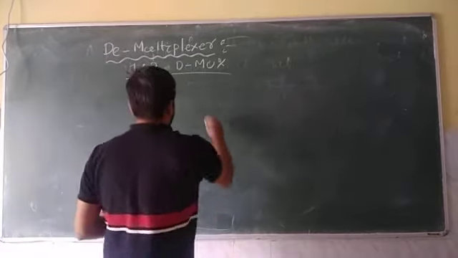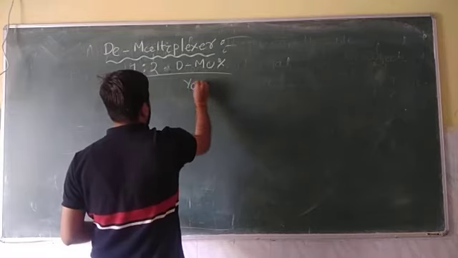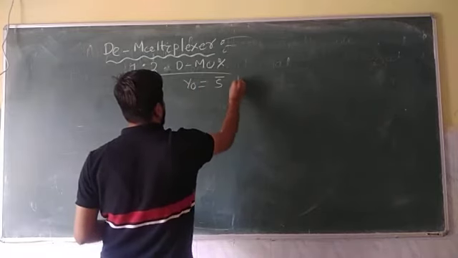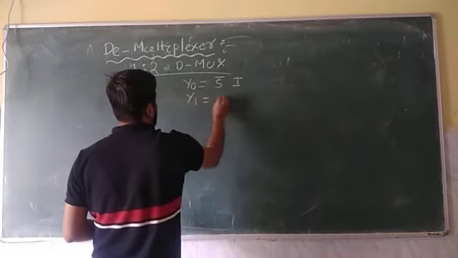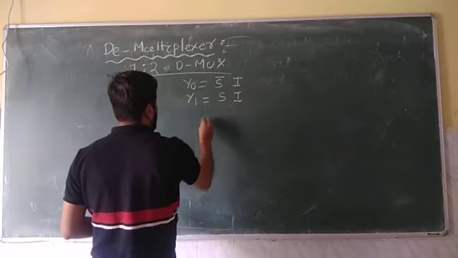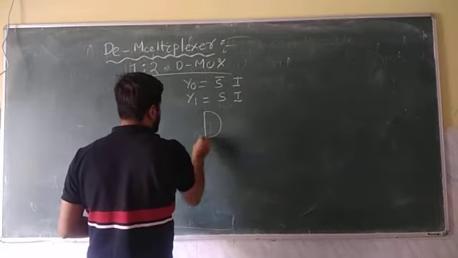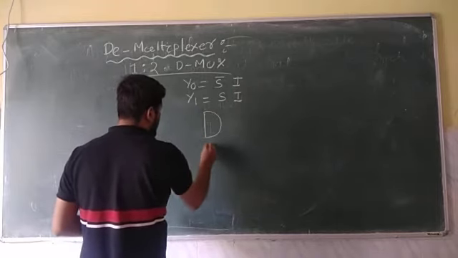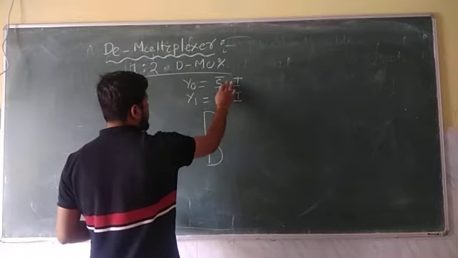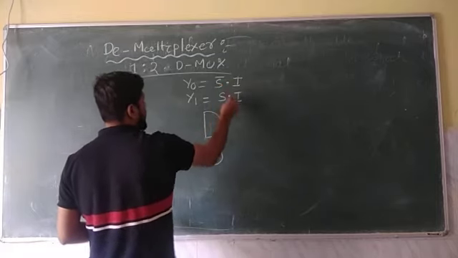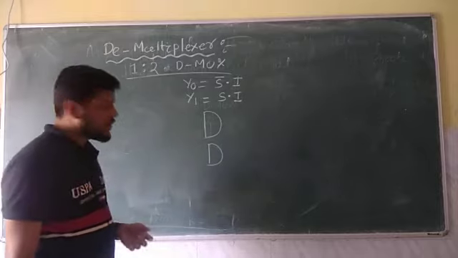So how will it be? We have Y0 is equal to S bar I and Y1 is equal to S into I. So we have an AND gate. We need two AND gates because we need to express this S bar I and S into I. This can be built by AND gates.